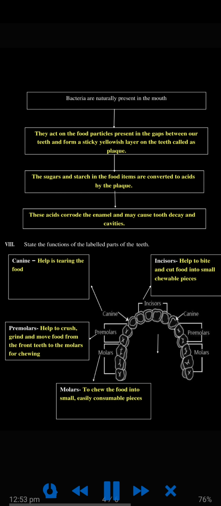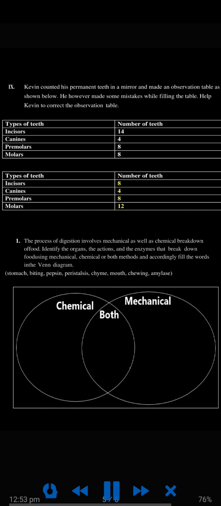Kevin counted his permanent teeth in a mirror and made an observation table as shown below. He, however, made some mistakes while filling the table. Help Kevin to correct the observation table. Types of teeth, number of teeth: incisors 14, canines 4, premolars 8, molars 8. Corrected: incisors 8, canines 4, premolars 8, molars 12.